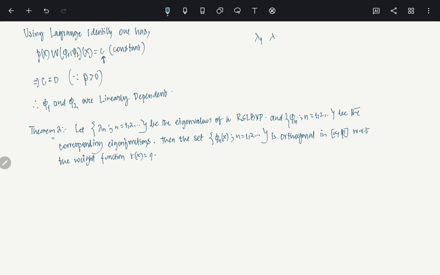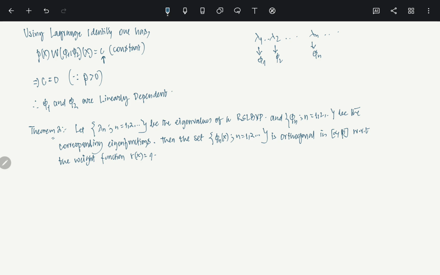lambda 1, lambda 2, it goes on, lambda n. Now, corresponding to lambda 1 you have phi 1, corresponding to lambda 2 you have phi 2, corresponding to lambda n you have phi n. The question is: what is the relation between phi 1, phi 2, phi n? The relation is that they are mutually orthogonal to each other.